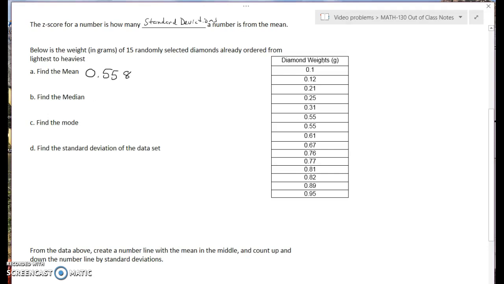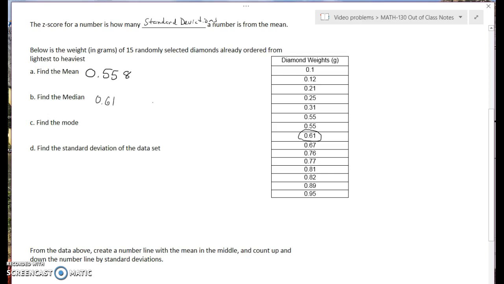The median, well, that's the true middle value. There are 15 values here, so we're going to start counting: 1, 2, 3, 4, 5, 6, 7, 8. I think this is the middle value right here, because we have 7 on this side and 7 on that side. You're going to do something slightly different when we have an even number of data points, but since it's odd, the median of this data set is 0.61.